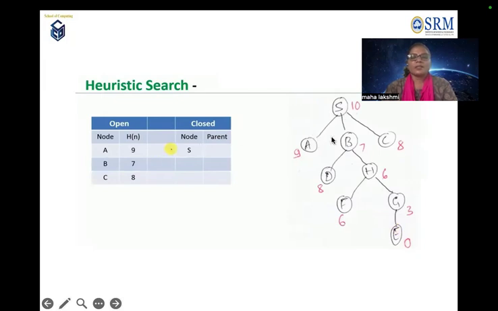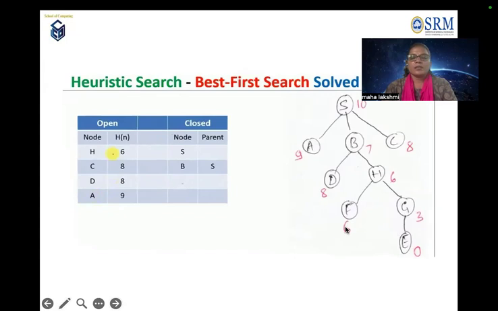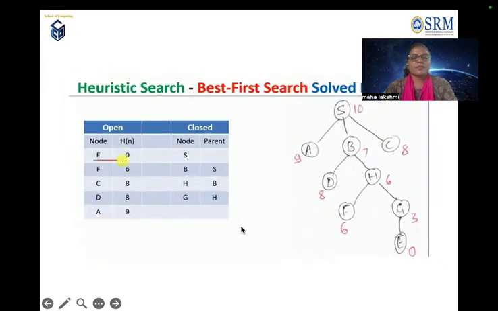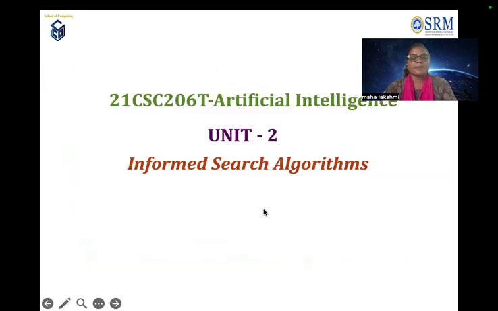After expanding its children, which are A, B, and C, write their corresponding costs and arrange them in ascending order. Again, start expanding. In the increasing order, B will come first, so we start expanding the B node. Similarly, we have to reach E. After reaching E, we can find how E was traversed. E is traversed from G, H, B, and S. So the corresponding path to reach E from S is S, B, H, G, and E. This will be the optimal cost, the optimum path.